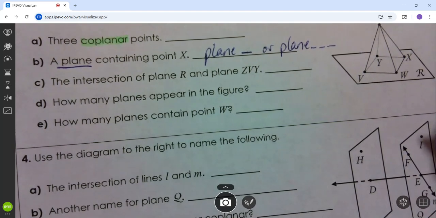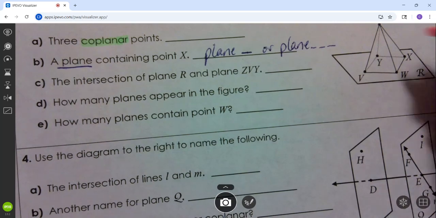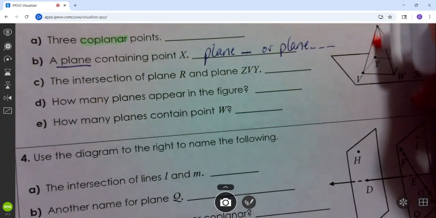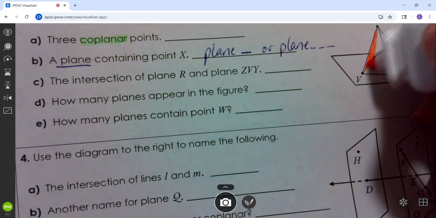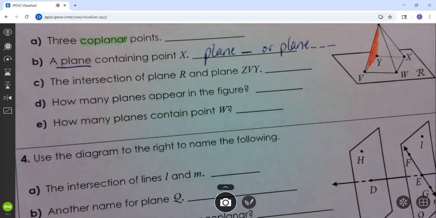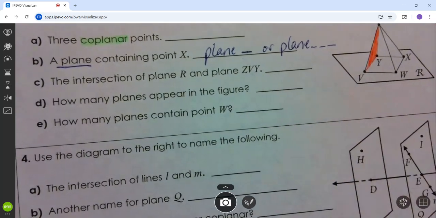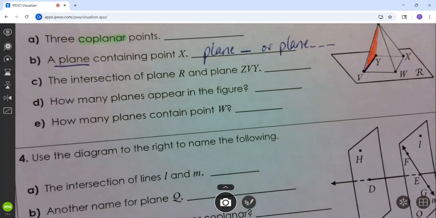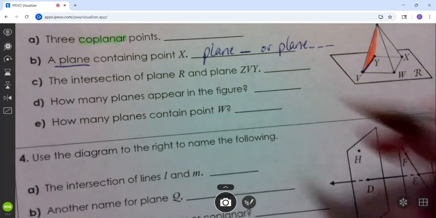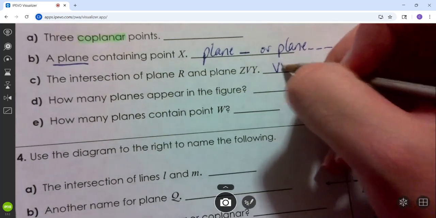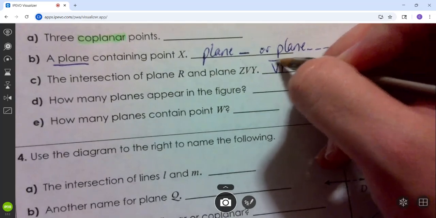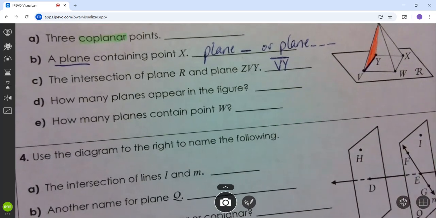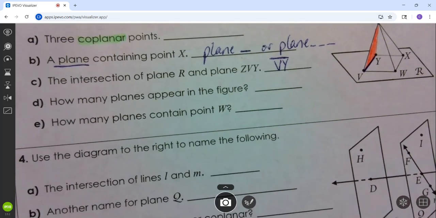Plane R and plane ZVY. Okay, ZVY is this little triangle right here. Remember, a plane's a flat surface. Okay, and plane R, because it's not a point, is that flat piece of paper that it's sitting on. So look right here. What their intersection looks like is a segment, VY. Now, a line has arrows saying it goes on forever and ever, but a line segment is a piece of a line, so don't put your arrows. They kind of snuck that one in early on us. We have not talked about segments yet.